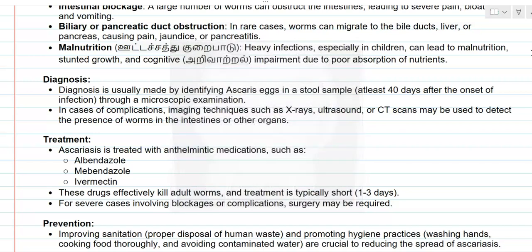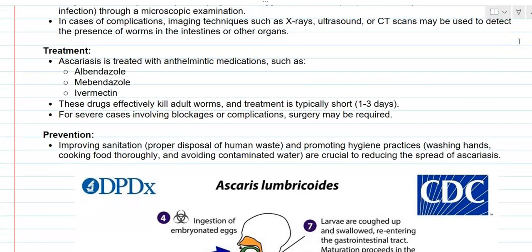This can detect the presence of worms in the intestine or even in the other organs which I have listed. The third one is the treatment. What are the medicines which can be used to treat this particular infection? They are commonly referred to as anti-helminthic medications. The term helminths refers to worms that are commonly present in the intestine. So these anti-helminthic medications can kill the worms that are present there.